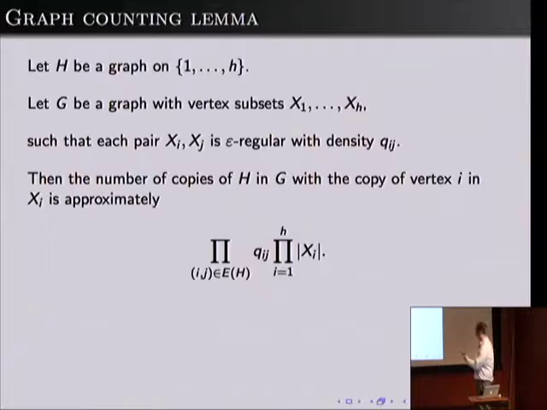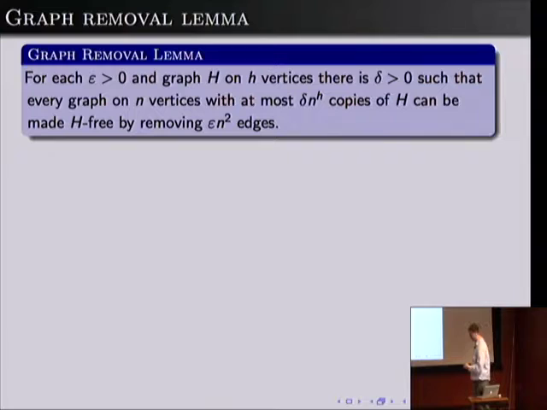And in combination, you can prove many results, such as the graph removal lemma. It says that for each epsilon greater than 0 and graph H, there's a delta greater than 0 such that every graph on n vertices with at most delta n to the h copies of H, that means that you have this graph G on n vertices, and it has few copies of H. It could have up to n choose h, but it has very few. Then it can be made H-free by removing just a small fraction of the edges, epsilon n squared edges.